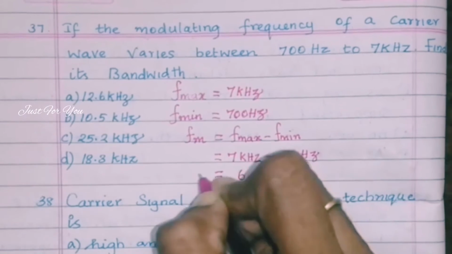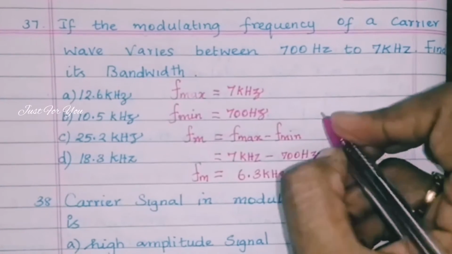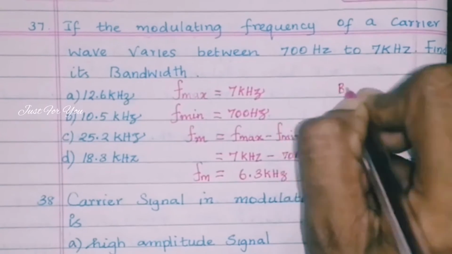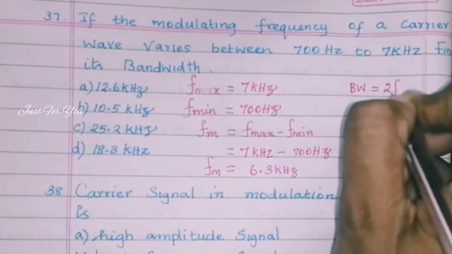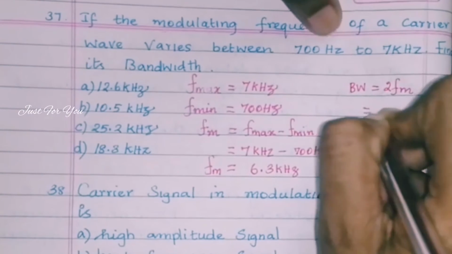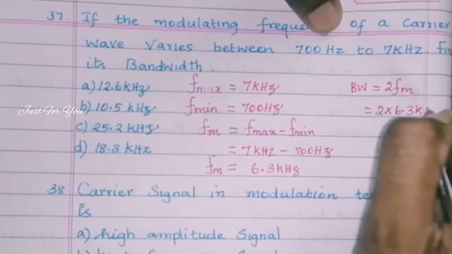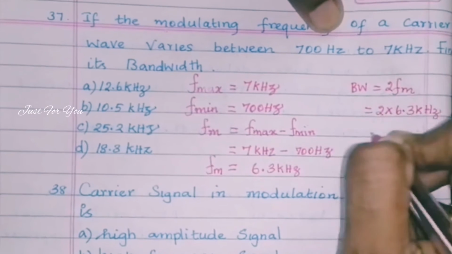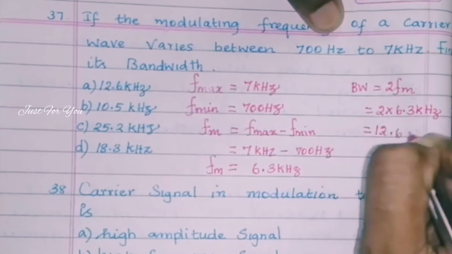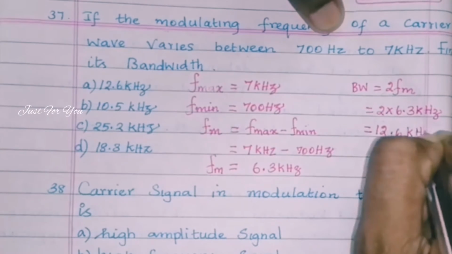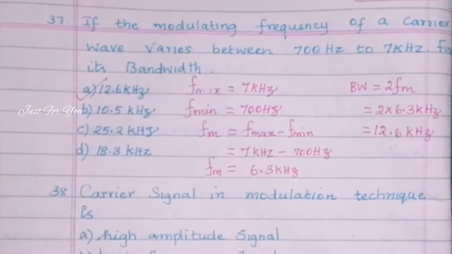Now this is our Fm value. We have to find the bandwidth. To find the bandwidth, the formula is bandwidth is equals to 2Fm, which is equals to 2 into 6.3 kilohertz. On multiplying this, we will get 12.6 kilohertz, which is our option A. So the right answer is option A.